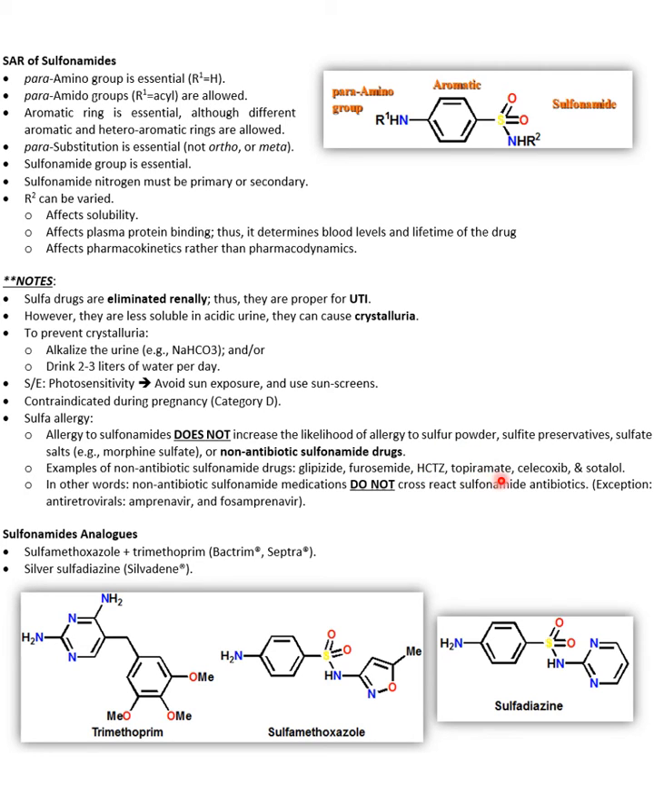And there is topiramate, I believe. I can't remember what this was for. Anyway, and then there is celecoxib, Celebrex, for pain, and sotalol, which is for blood pressure. In fact, all these products are sulfonamide drugs. Okay, they are not sulfonamide antibiotics, so we call them non-antibiotic sulfonamides.